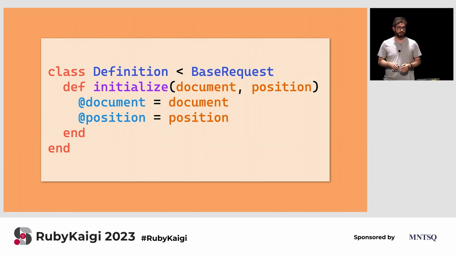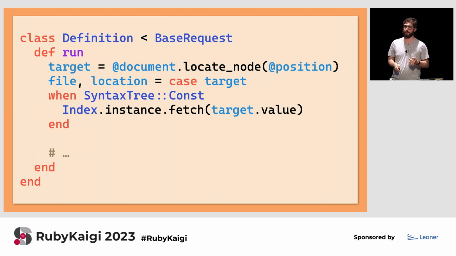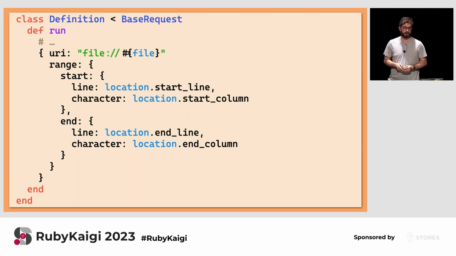So we can implement the definition request by initializing it with the current document where the user clicked and the position where go-to-definition occurred. Running the request will mean using our algorithm that we saw in part 1 to locate the right target. And then in the case when the target is a constant, we know it might be one of the classes that we have indexed. So we can look for it in our index and get the file path and the location back. And then the last thing missing is returning the expected response that we saw before, a hash containing the URI of the file where the declaration exists, and the location of that declaration inside of the file.